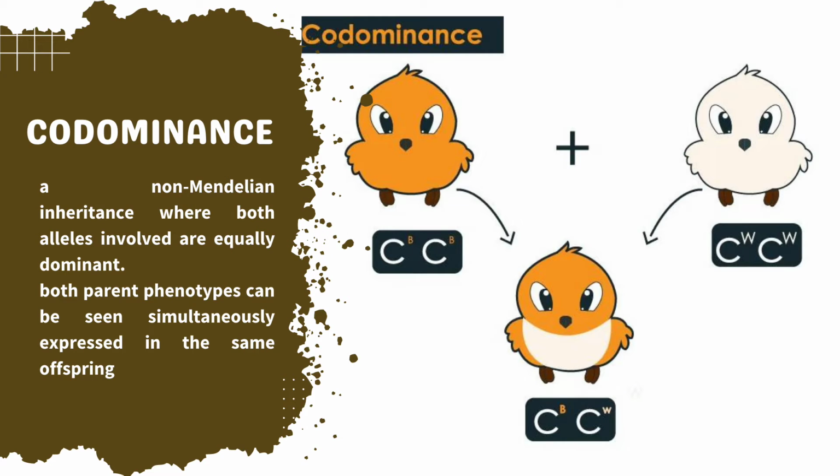Next, we have also codominance. It is a non-Mendelian inheritance where both alleles involved are equally dominant. So both parent phenotypes can be seen simultaneously expressed in the same offspring. As you can see in the example, we have an orange chicken and a white chicken. If you cross them, it can create new chicks. You can see in the picture it has orange and white color on its feathers.